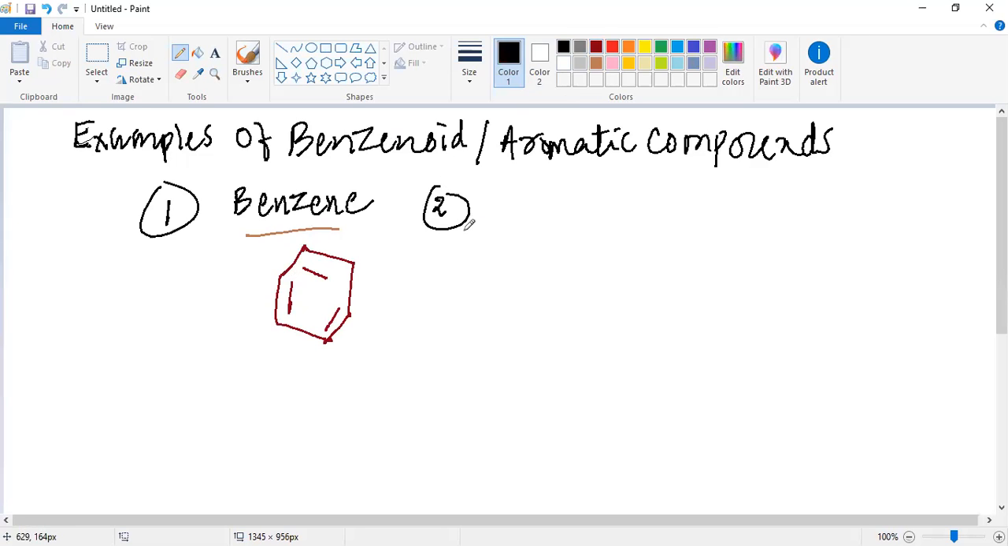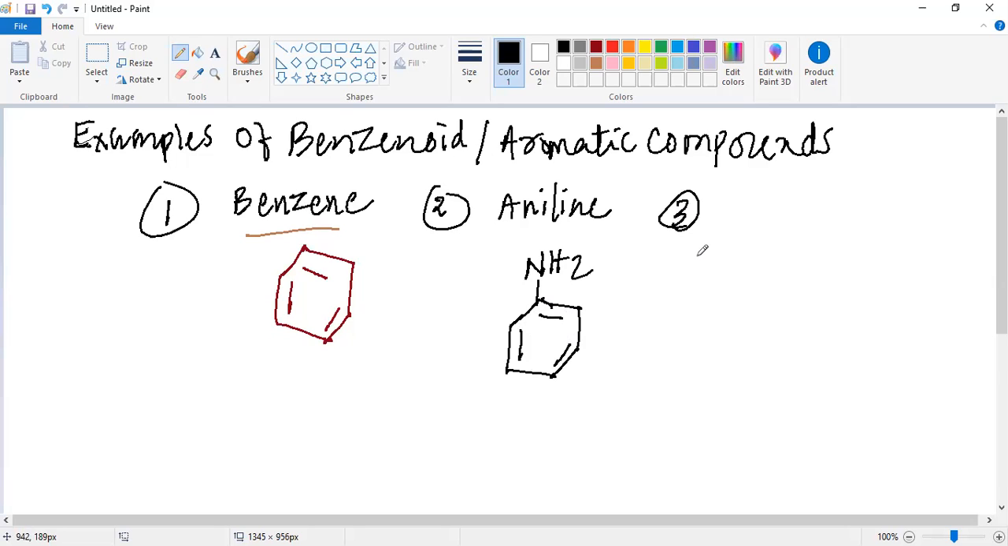Then the second one we have is known as aniline. So aniline is having NH2 group which is bonded to benzene. This is aniline. Then the third example, my dear students, is naphthalene. This naphthalene has got two benzene rings.